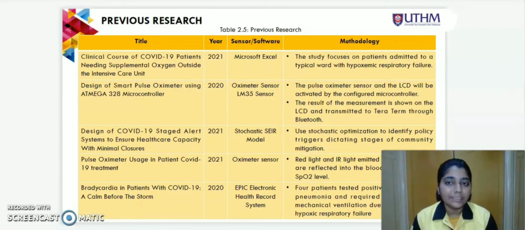This would be the previous researches that had been done, which are related to my project. The first research is the clinical course of COVID-19 patients needing supplemental oxygen outside the intensive care unit.